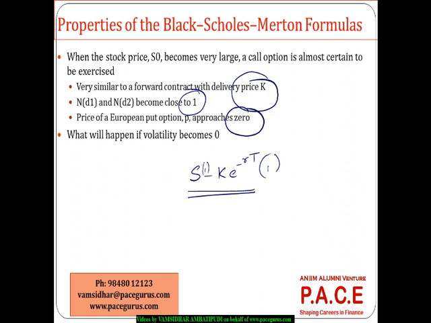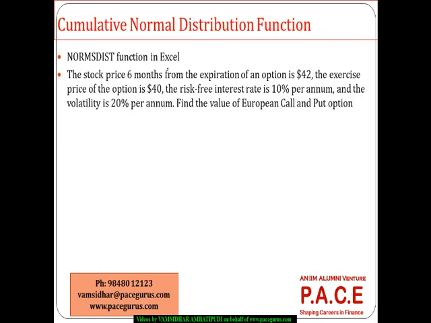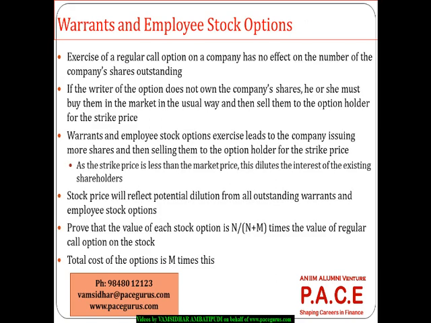Now, understanding the cumulative normal distribution, I have taken separately in a different Excel sheet as a different session, the computation of the Black-Scholes-Merton model. So that is where we will try to handle this. Then moving on: warrants and employee stock options, which we have discussed in our earlier sessions as well.